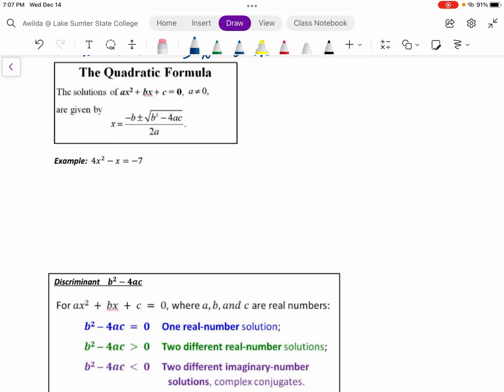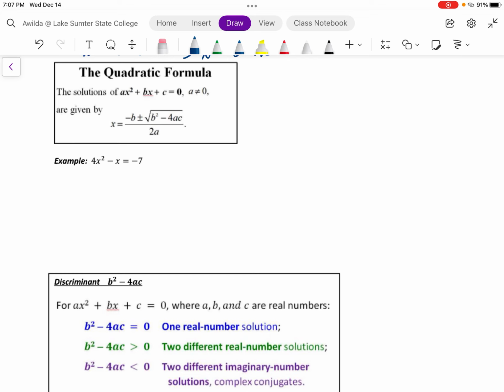The beauty of the quadratic formula is that it can be used for any quadratic equation. If you have a trinomial that's not factorable, that's okay. You can use the quadratic formula. If you don't have a perfect square scenario and you don't want to go through the process of completing the square, you can use the quadratic formula as well. So there is no quadratic equation for which this is not an option.